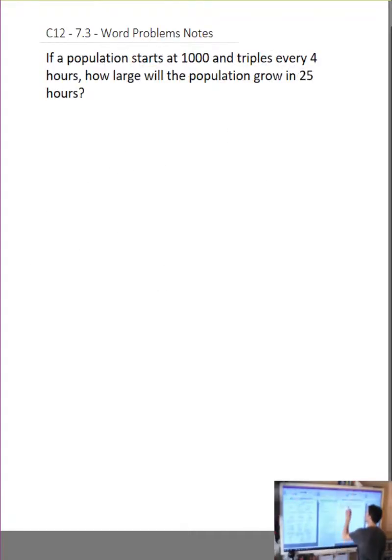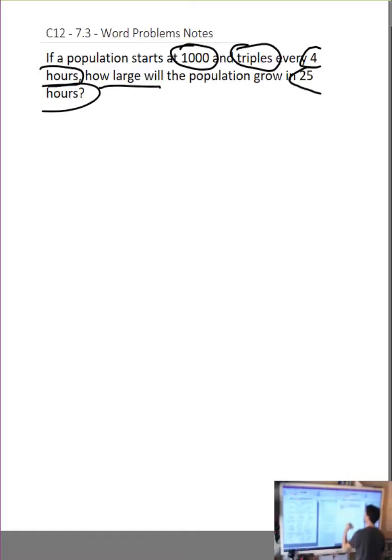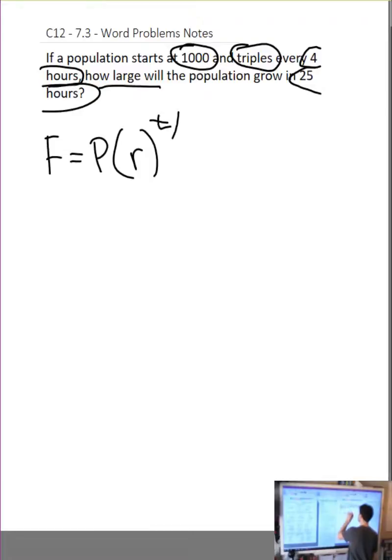So, if a population starts at 1,000 and triples every 4 hours, how large will the population grow in 25 hours? So we're going to use the same formula as the banana equation we worked through in the section before. So future value is present value times the rate to the exponent lowercase t over capital T. So we'll talk about those slowly.